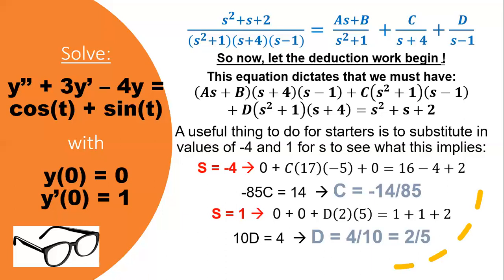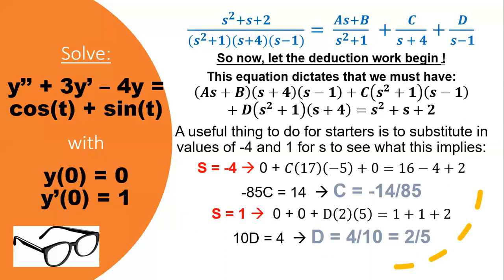We can easily find another one by substituting in s equal to 1. Taking s equal to 1 makes both of the first two terms on the left-hand side disappear and leaves us only with d times 2 times 5 equal to 1 plus 1 plus 2. In other words, 10d is equal to 4, meaning that d ultimately is 4/10 or 2/5.